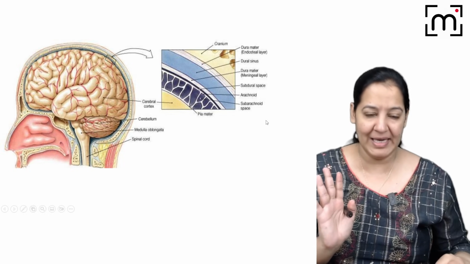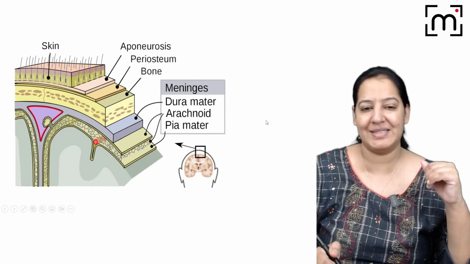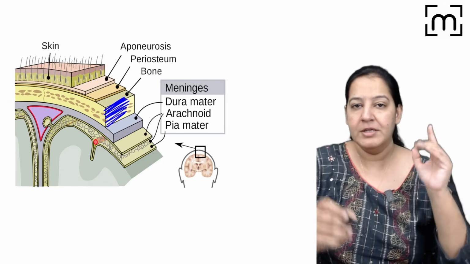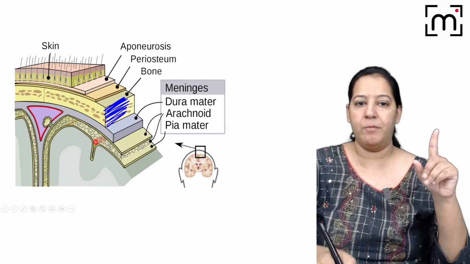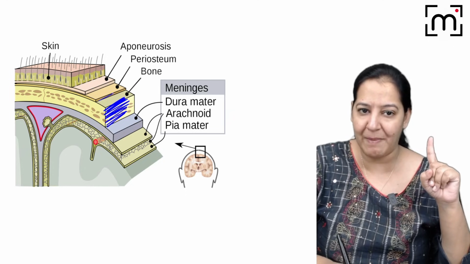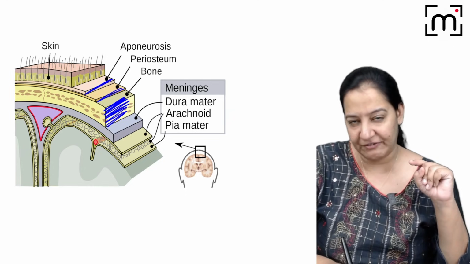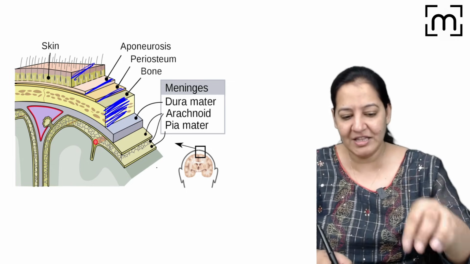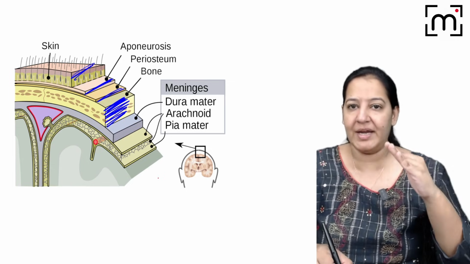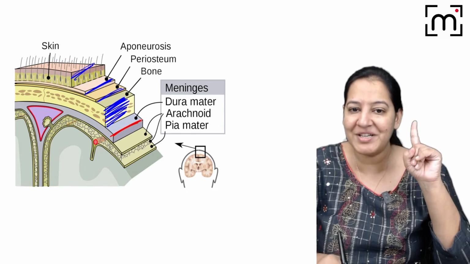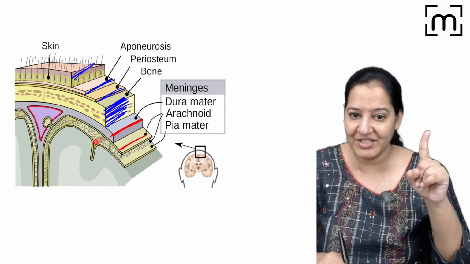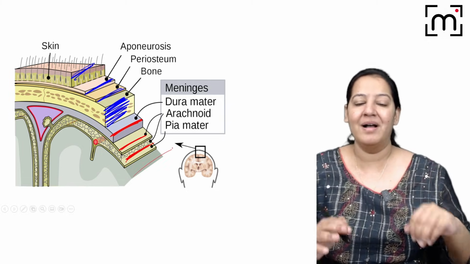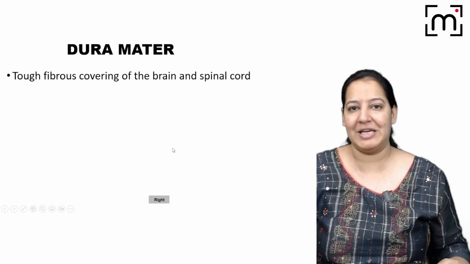The same sequence you can see here. If you see here, this is the skull bone I am talking about. Just above the skull bone, there is periosteum, there is aponeurosis, the fascia, and this is the skin containing the hairs. Now see the meninges, the sequence from outer to inner. Can you see? The outermost is the dura mater, the middle one is the arachnoid, and the innermost is the pia mater. And just below that, it is the CNS parenchyma. So this is the same diagram showing the same sequence.